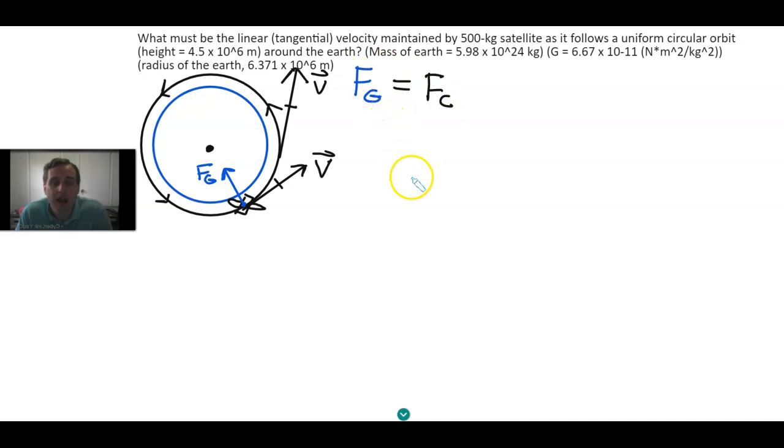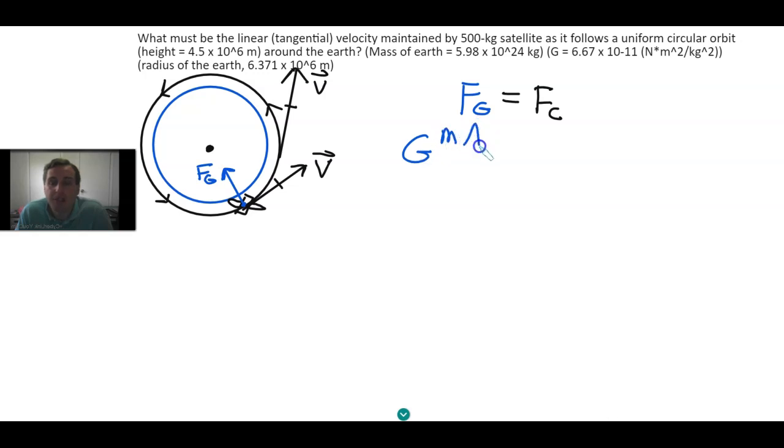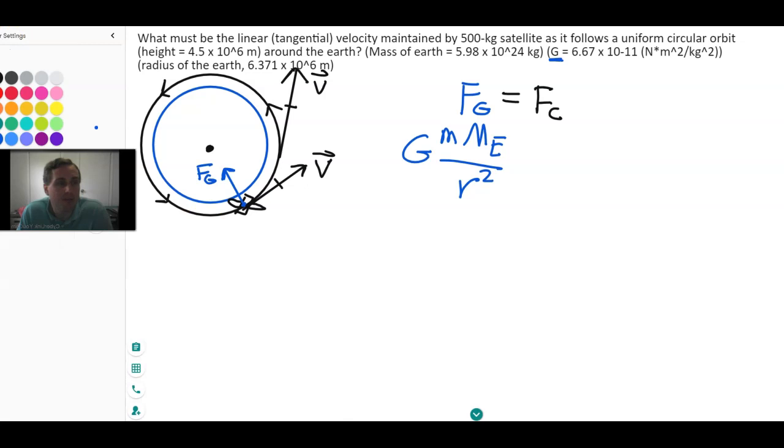Now, how do we write down this gravity force? Well, we know what the gravity force equation is. It's the universal gravity force equation. So this is going to be big G times little m times Me over r squared. Now let's pause and make sure we understand these various parts. Big G is the gravity constant that's here. We also note that the satellite has mass little m. So let's go ahead and put that on here.